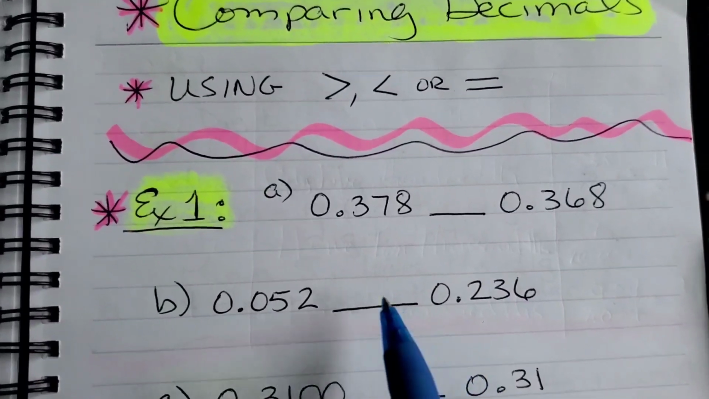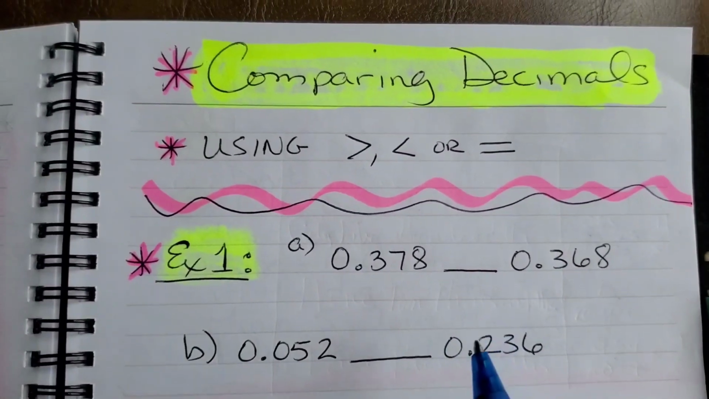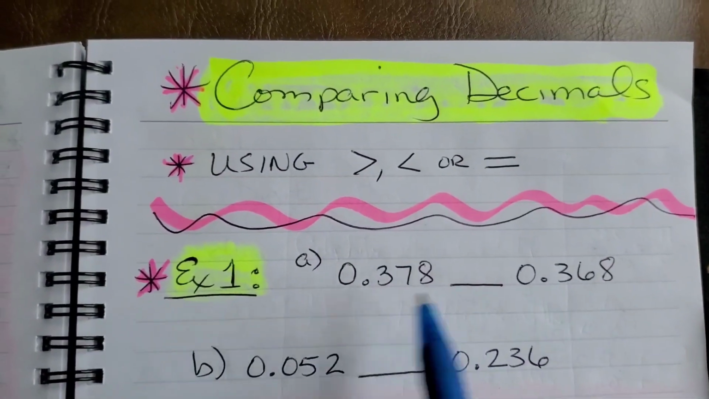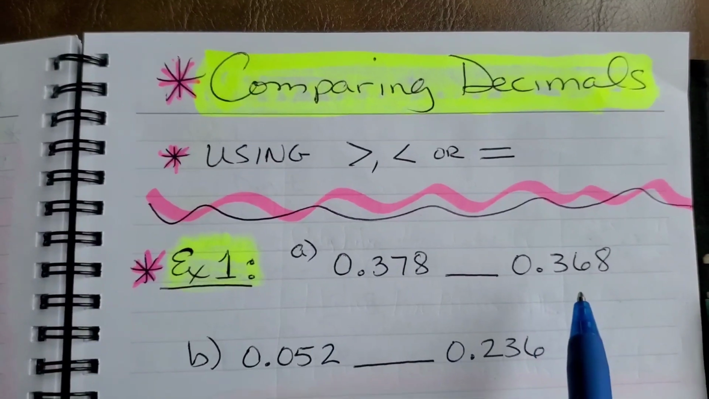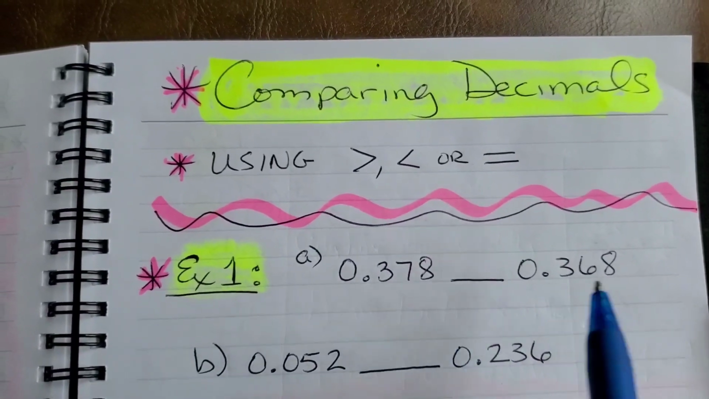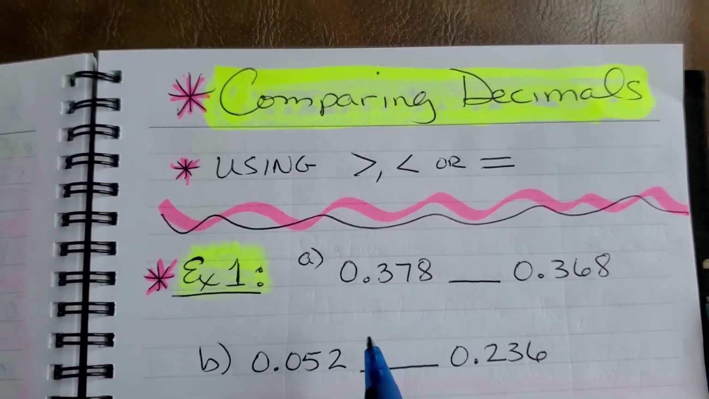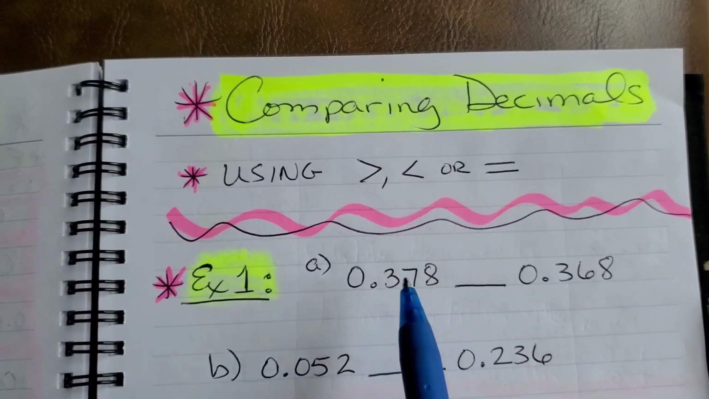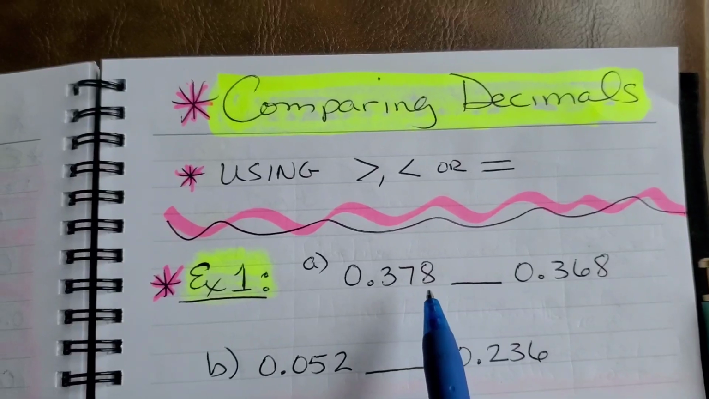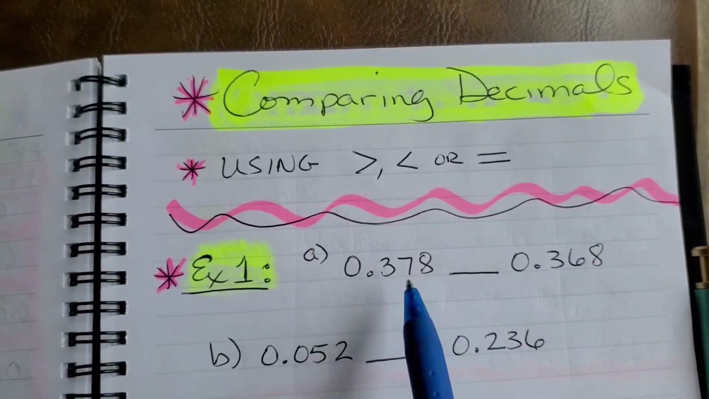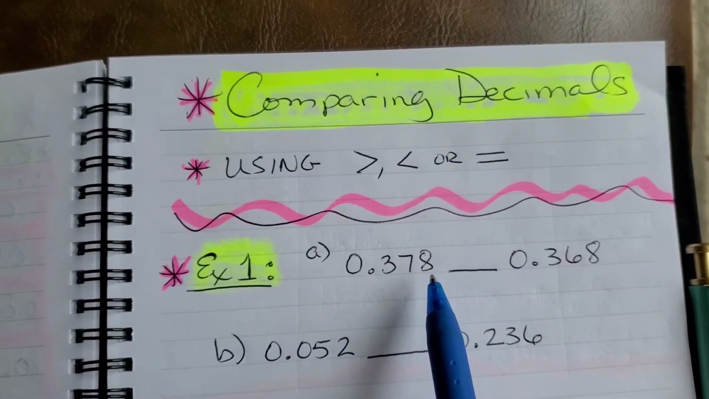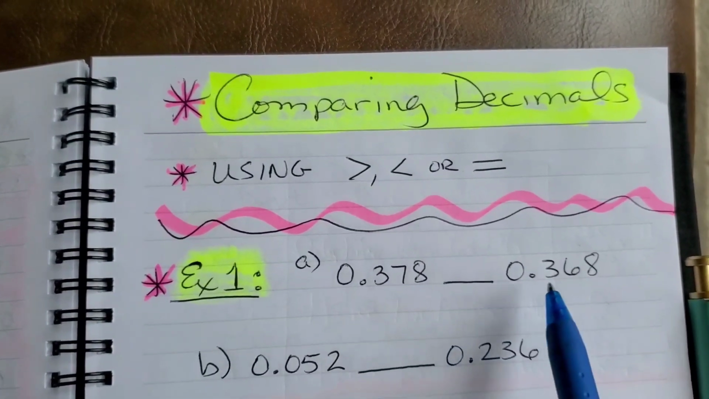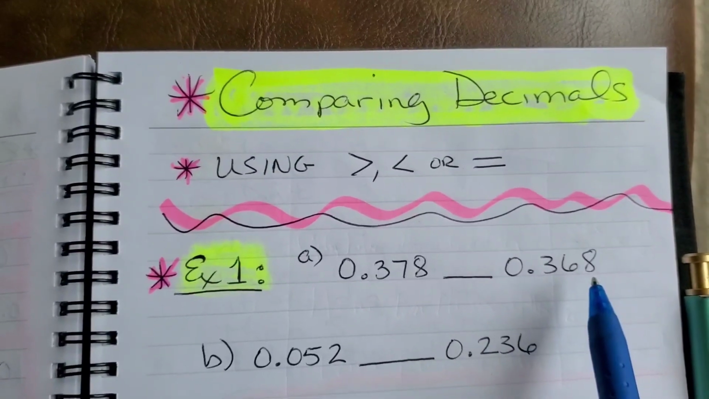So the first one, and let me remind you, because we just did reading and writing decimals and writing them as fractions. So let's go ahead. I'm going to read these two decimals to you, and then we'll go step by step in comparing decimals. This is read as 378, and where does it end? Tenths, hundredths, thousandths. So it's read 378 thousandths. And this is read 368 thousandths.